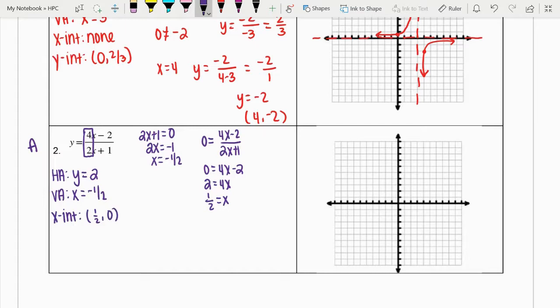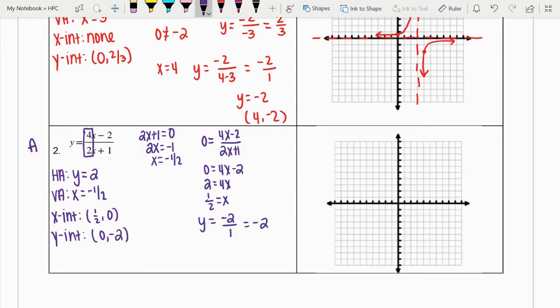And then to find our y-intercept, we make x be 0. So I have y is equal to 4 times 0, which is just 0, minus 2, over positive 1, which is equal to negative 2. So my y-intercept is going to be (0, negative 2).